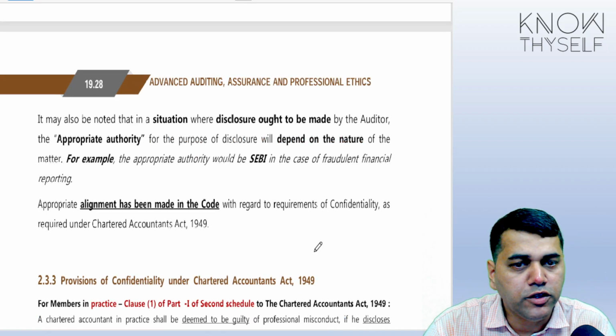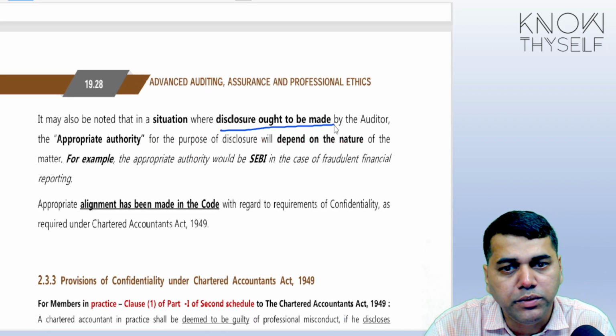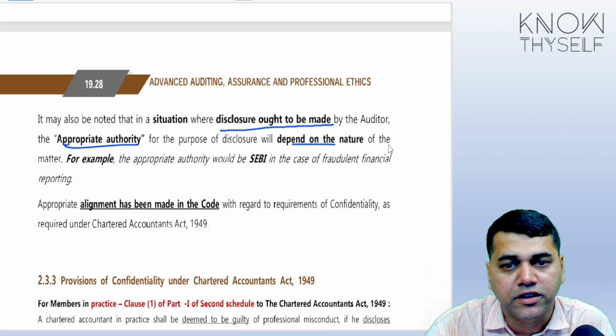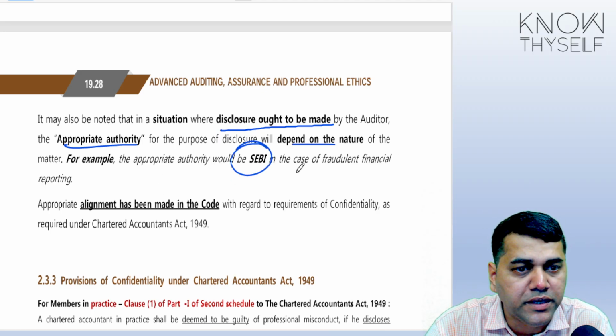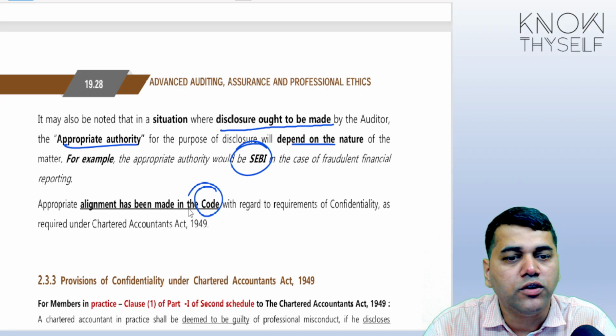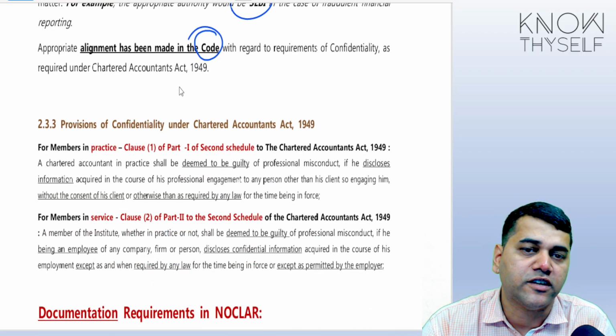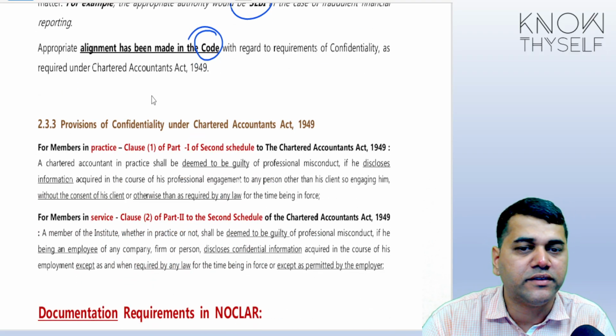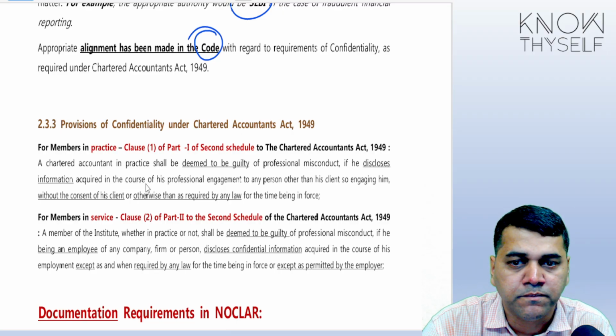It may also be noted that the situation where disclosure ought to be made to the appropriate authority depends upon the nature. For example, it could be SEBI for fraudulent reporting. Appropriate alignment has been made in the code with the confidentiality requirements as required of the chartered accountant. That means you will be exempted from the confidentiality issues.